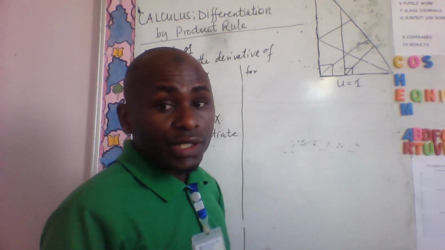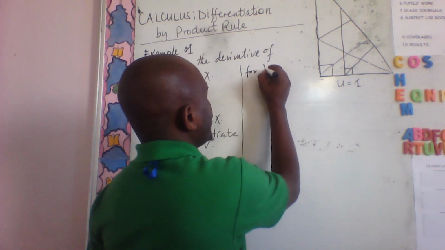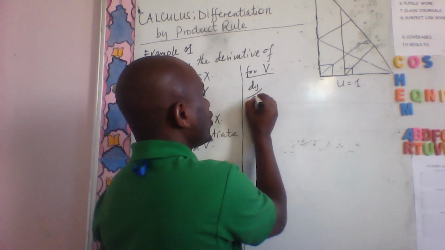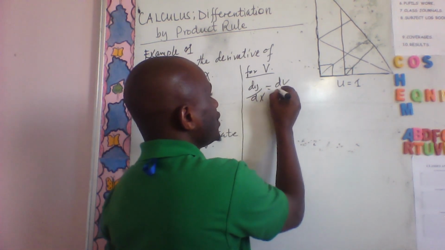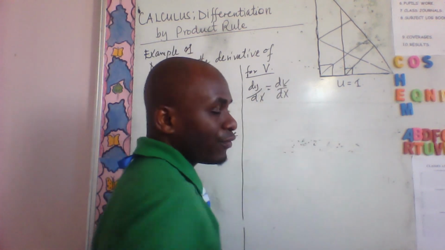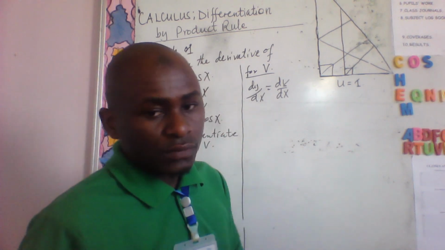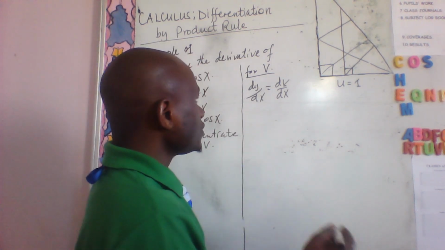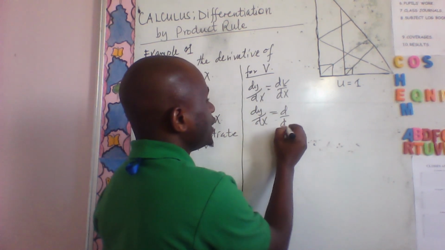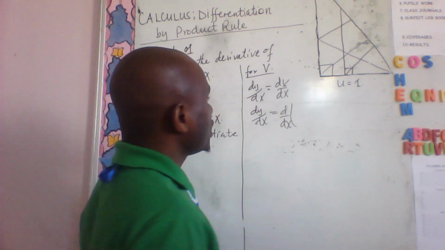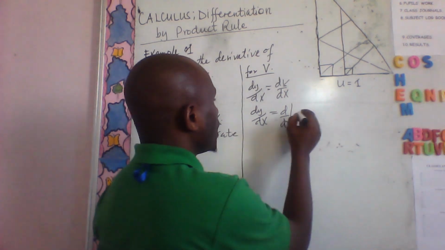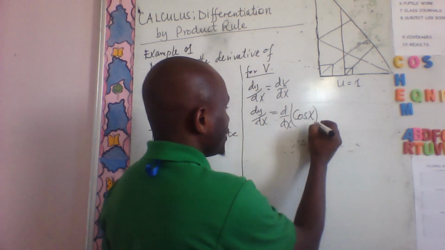So here we are considering the differentiation of v. If it's for v, dy over dx is equal to dv over dx. So here we are supposed to substitute the value of v in which we have been writing there. So dy over dx is equal to d over dx. We open the bracket, then we substitute the value of y. If the value of y is cos x, here we are substituting cos x.